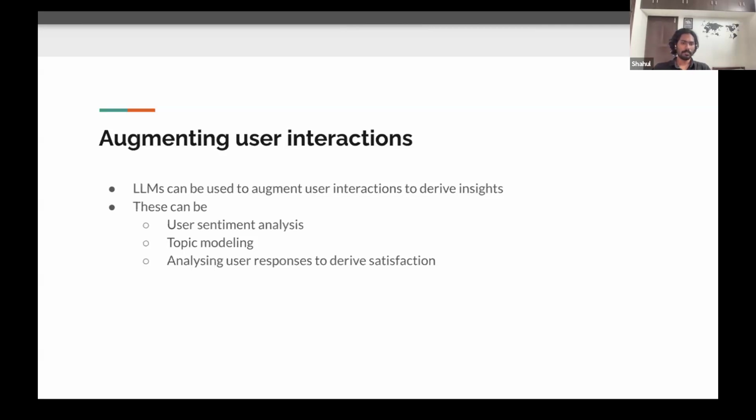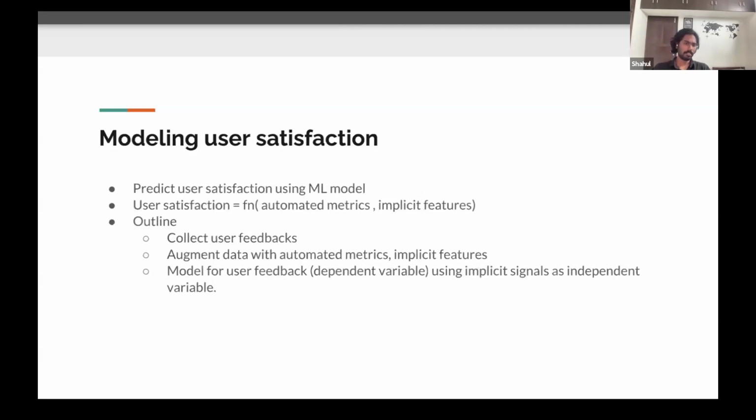Then, we'll discuss in the next part how we can make use of all these explicit and implicit feedbacks, and also the data that we augmented from user interactions using LLMs.